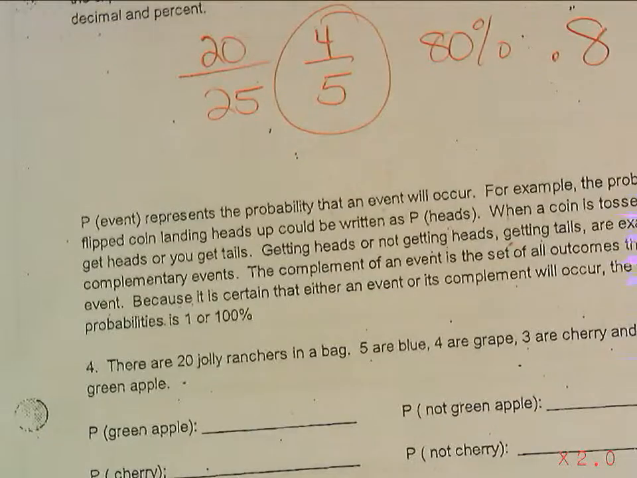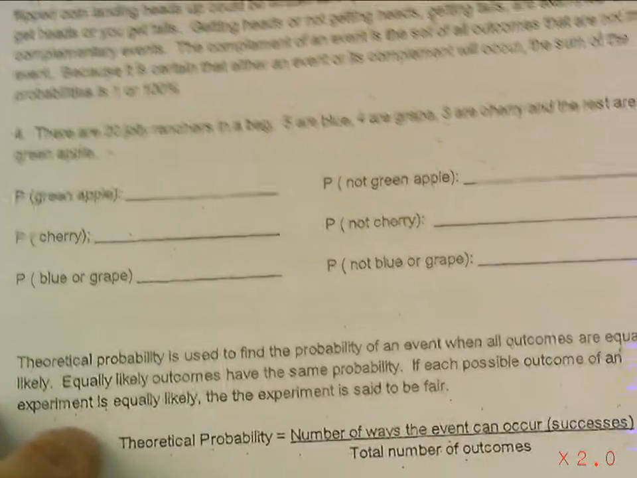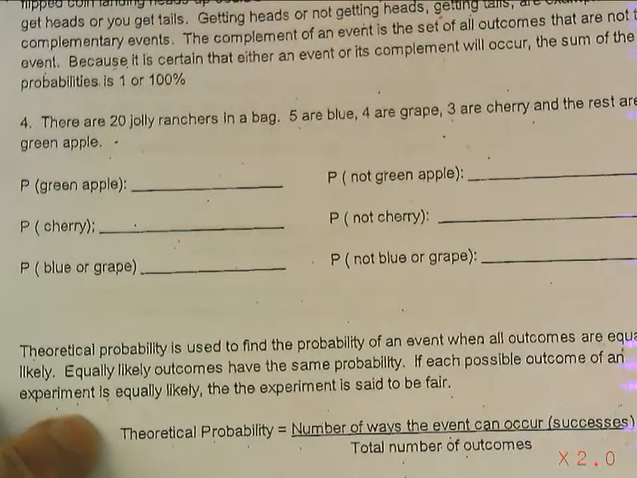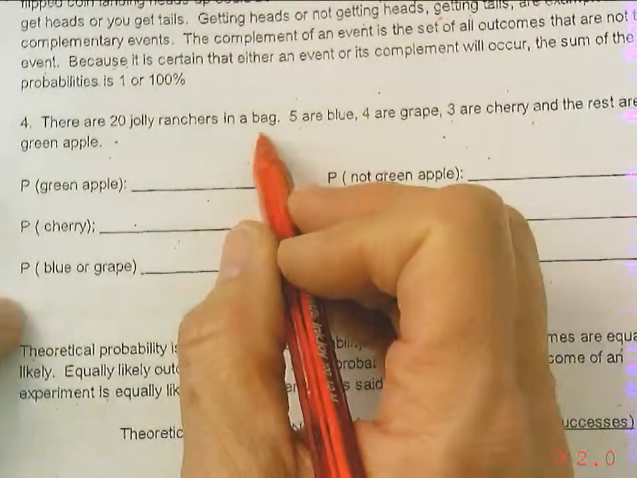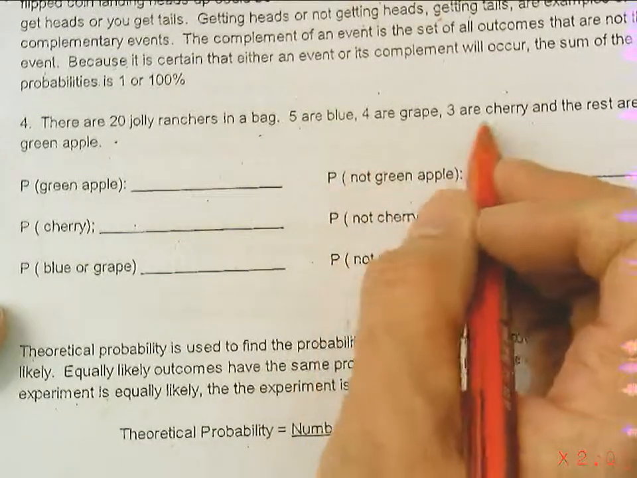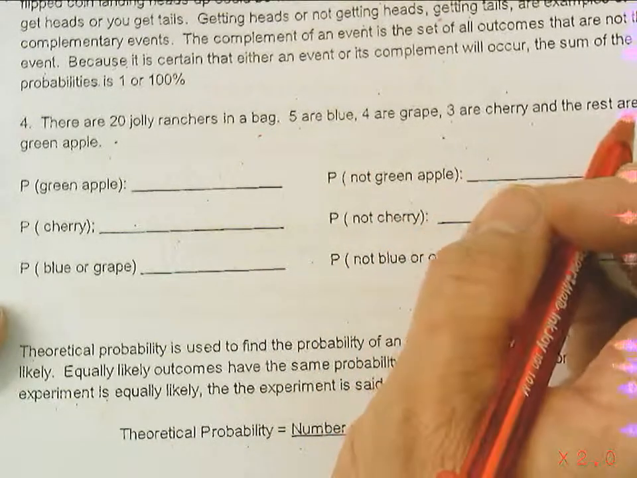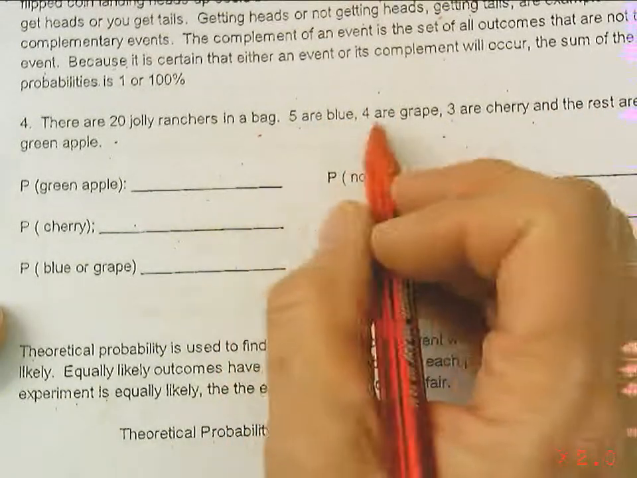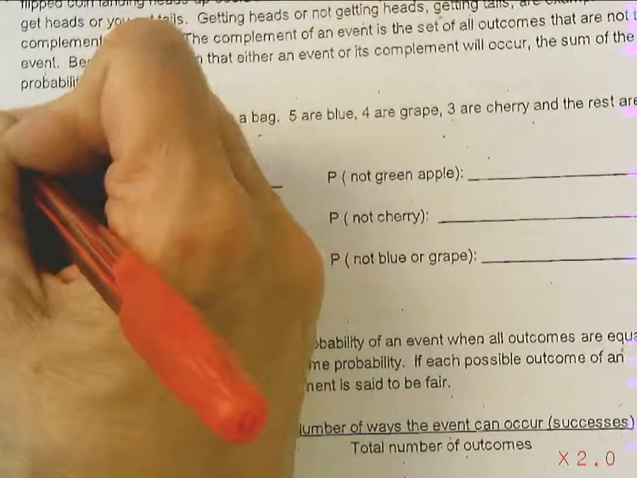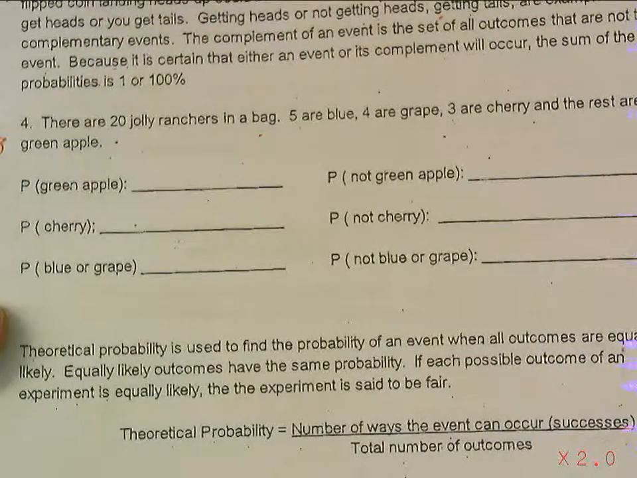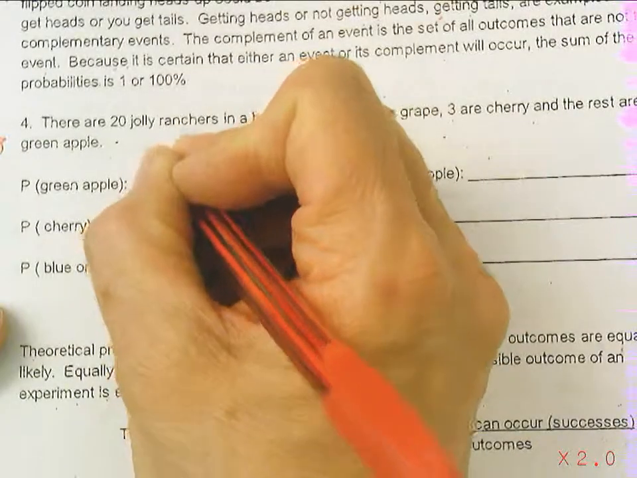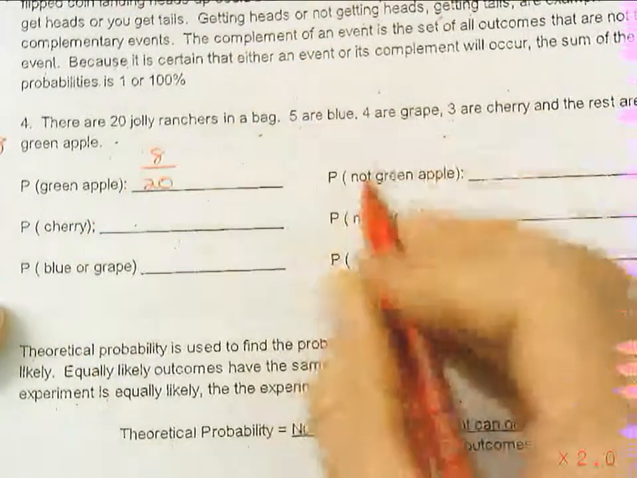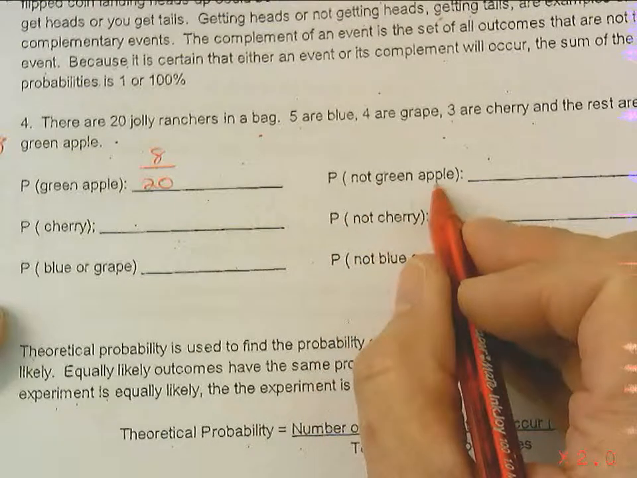So let's look at the Jolly Ranchers to get a better example. If there's 20 Jolly Ranchers in a bag, 5 are blue, 4 are grape, 3 are cherry, and the rest are green apples. So first let's figure out what the rest would be. That would be 8 green apple. What's the probability of getting green apple? Well, it would be 8 out of 20.